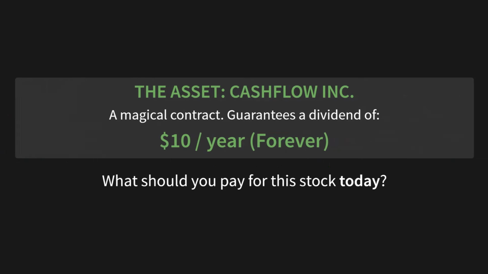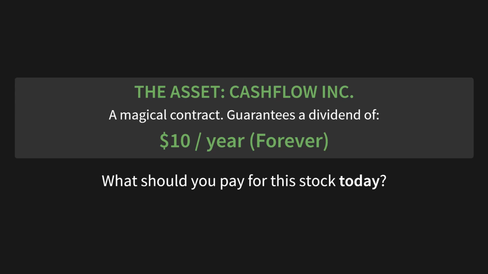Let's break this down. Imagine a perfect theoretical company. We'll call it Cash Flow Incorporated. This company is a rock. It's not a startup. It's not growing. It's just solid. It has a magical contract that guarantees a dividend payment to you of exactly $10 per year, forever. No more, no less.